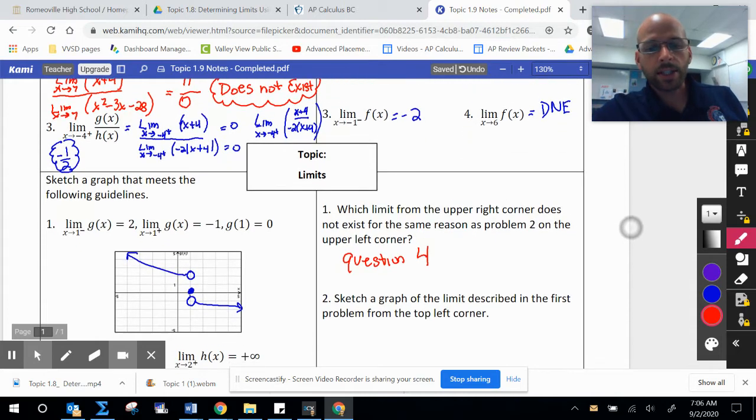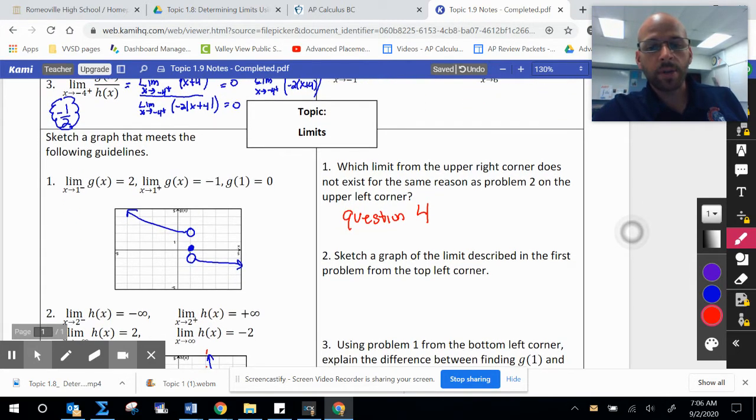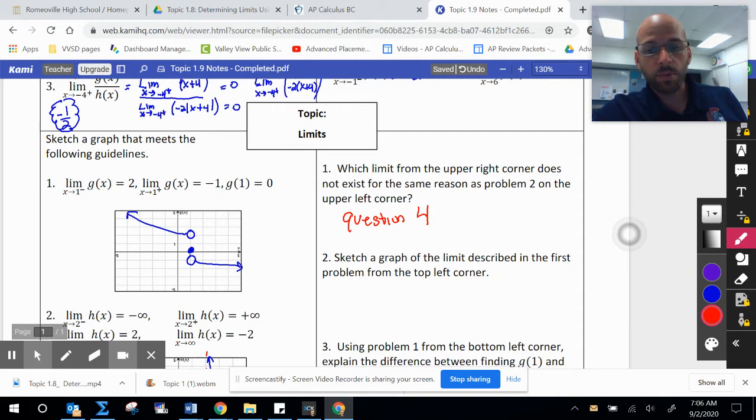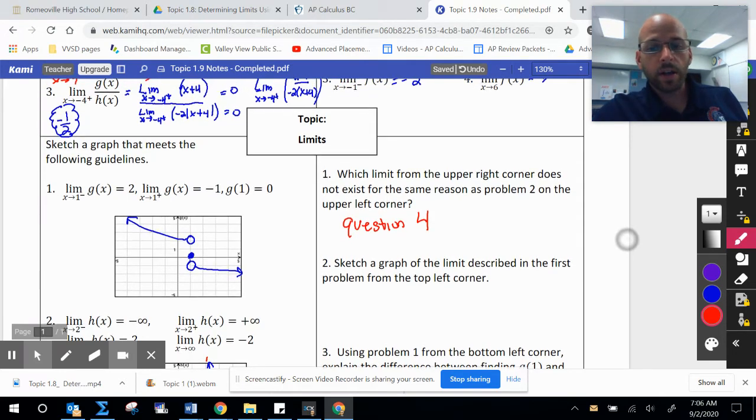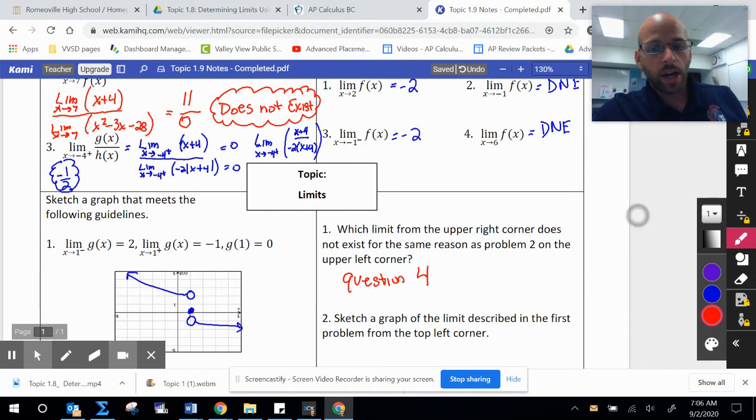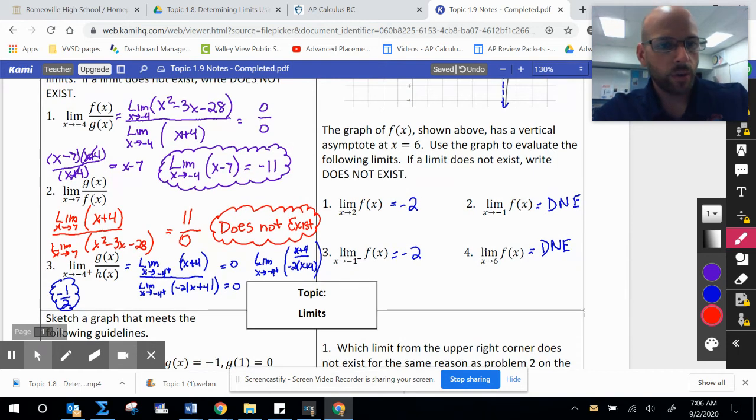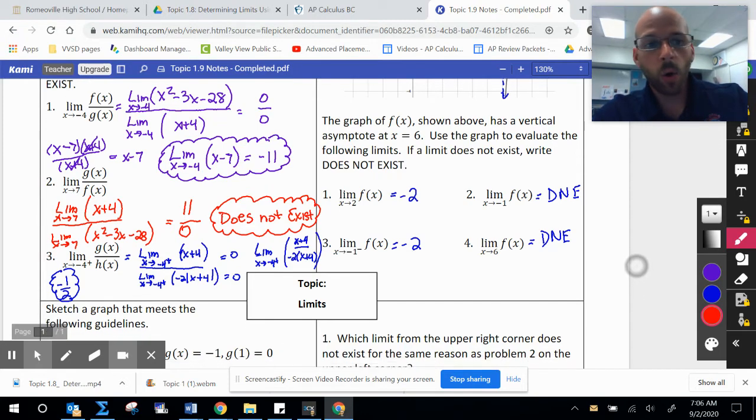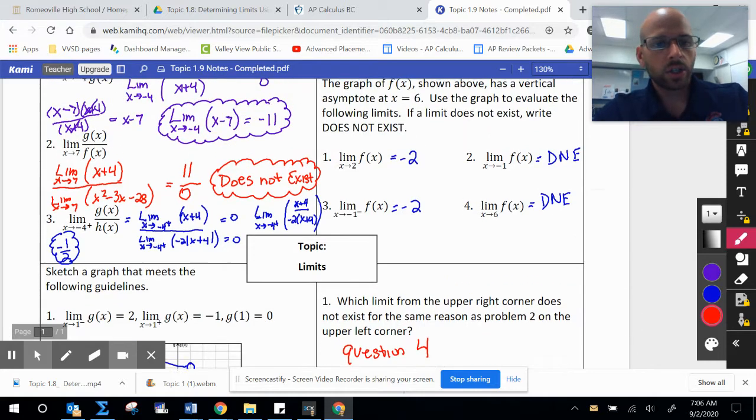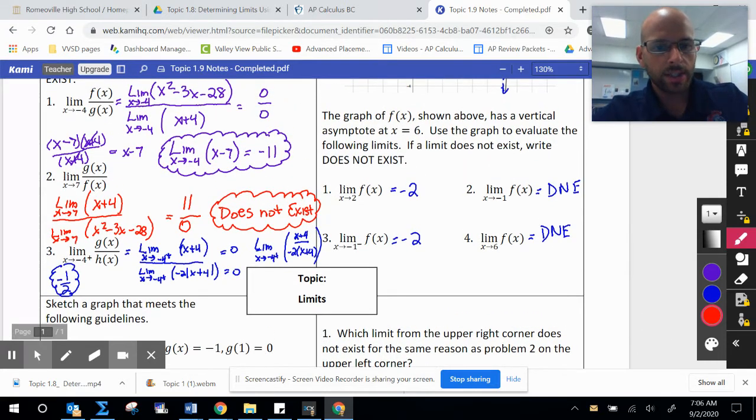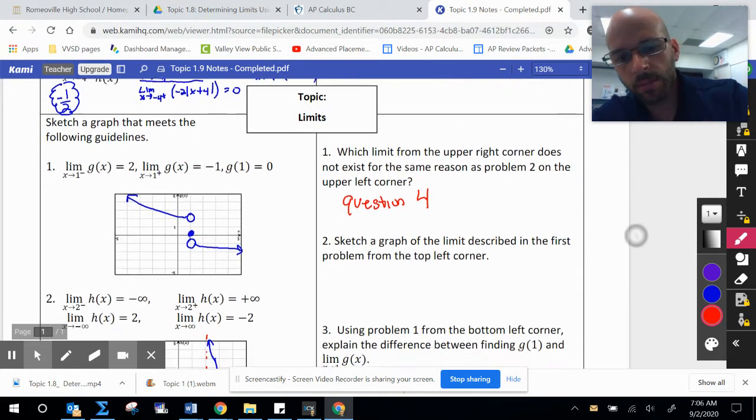For number 2, sketch a graph of the limit described in the first problem from the top left corner. So I want to sketch a graph for this f of x over g of x. If you notice, it was a rational function. The x plus 4 is canceled, so I know I have to have a hole at -4. So I know the extended function is x minus 7. So here's how I make that graph.